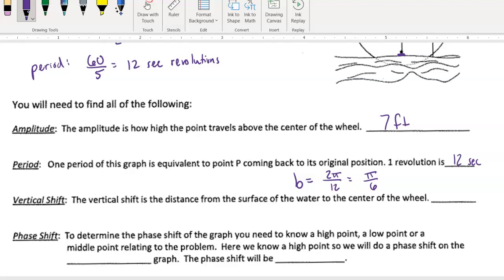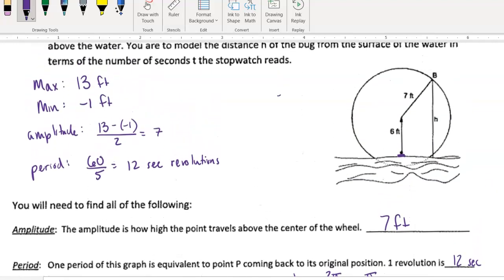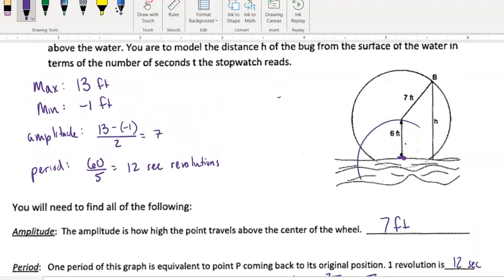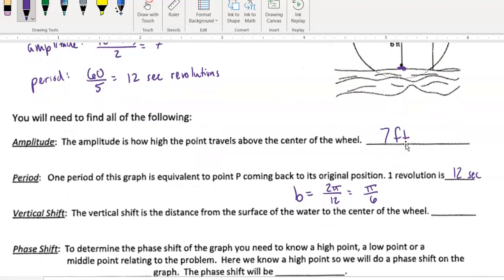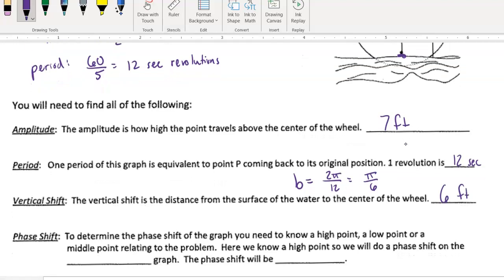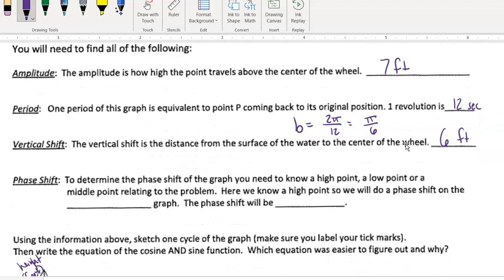The vertical shift is how far up it's been moved. So that represents where the center has been moved to. The center is not centered around where the wheel is equally above and below the water. If that was the case, it would be centered at the x-axis, but it's been shifted up where the center now is 6 feet above the water. So only 1 foot is going below the surface of the water. So 6 feet up, positive 6 feet, would represent the vertical shift.